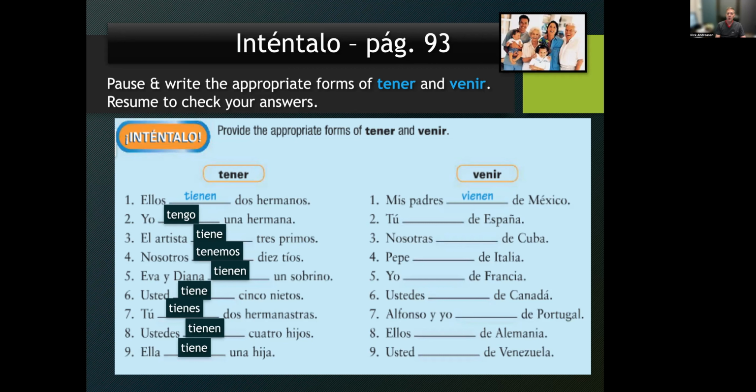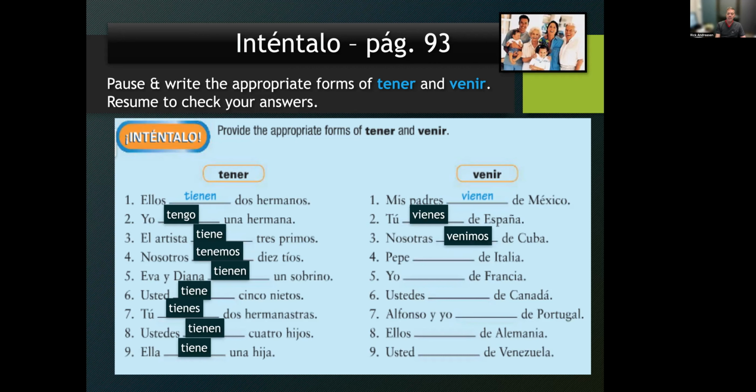Número 2, tú vienes de España. And that's a good example there. We talked about linking. Tú vienes de España. The E ends with an E, España starts with an E, so you're going to kind of link those together and have it more sound like one longer sound. Tú vienes de España. Número 3, nosotras venimos de Cuba.